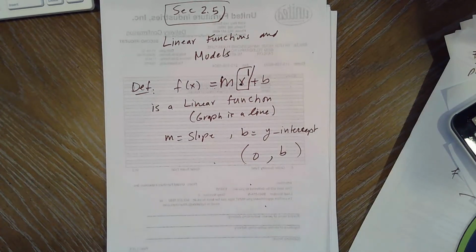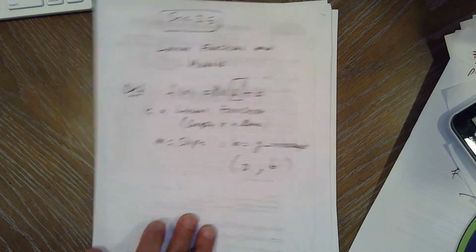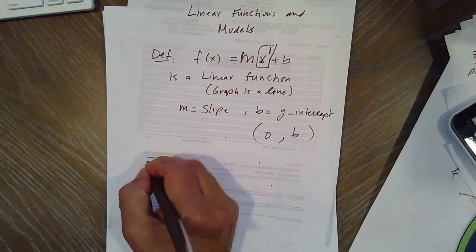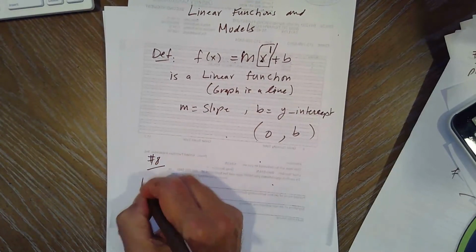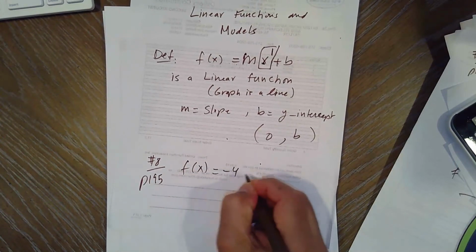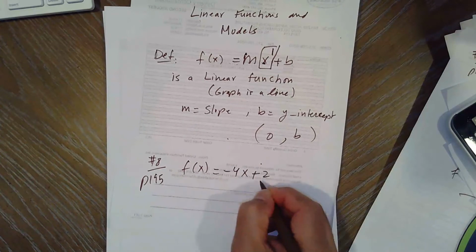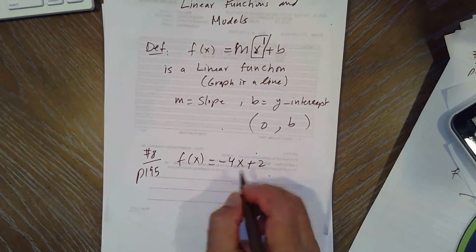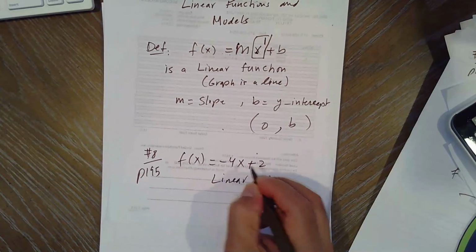So if you look at number 8, page 195, it's probably one of the easiest sections. It says, determine whether the function is linear. If it's linear, express it in the form ax plus b or mx plus b. Number 8, it is linear, and it's actually negative 4x plus 2. You can see the slope is negative 4 and the y-intercept is (0, 2).